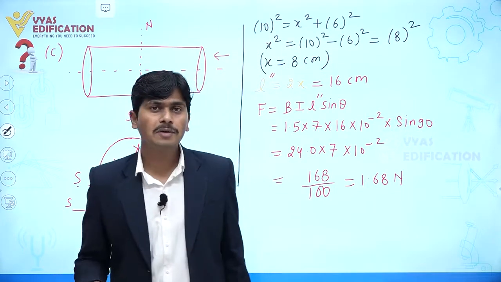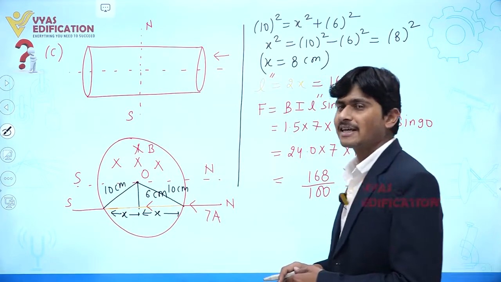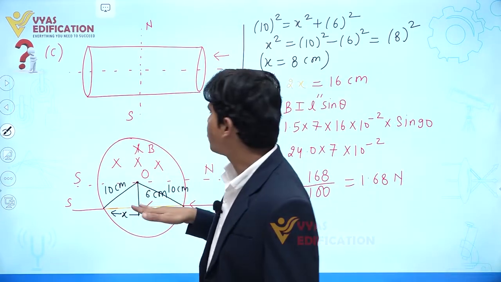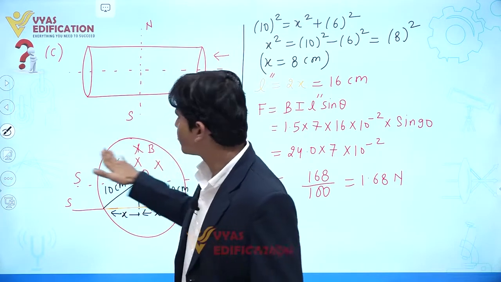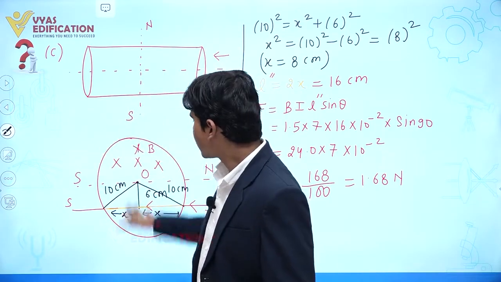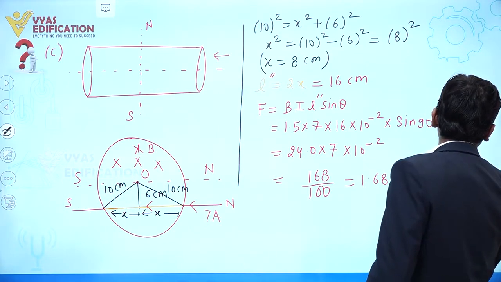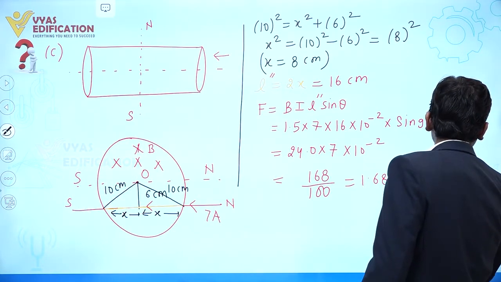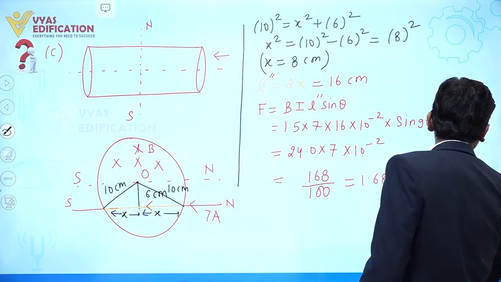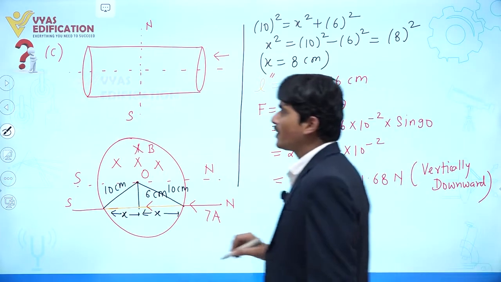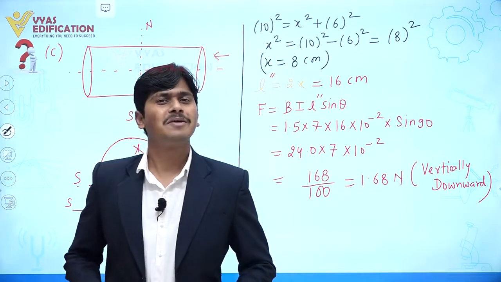Clear? And what about the direction of the force that is acting? So these fingers are representing the direction of the magnetic field. This one is representing the direction of current. So again we have vertically downward direction. Clear? Vertically downward direction. Clear to everyone? Yes or no? So this is all about this question.